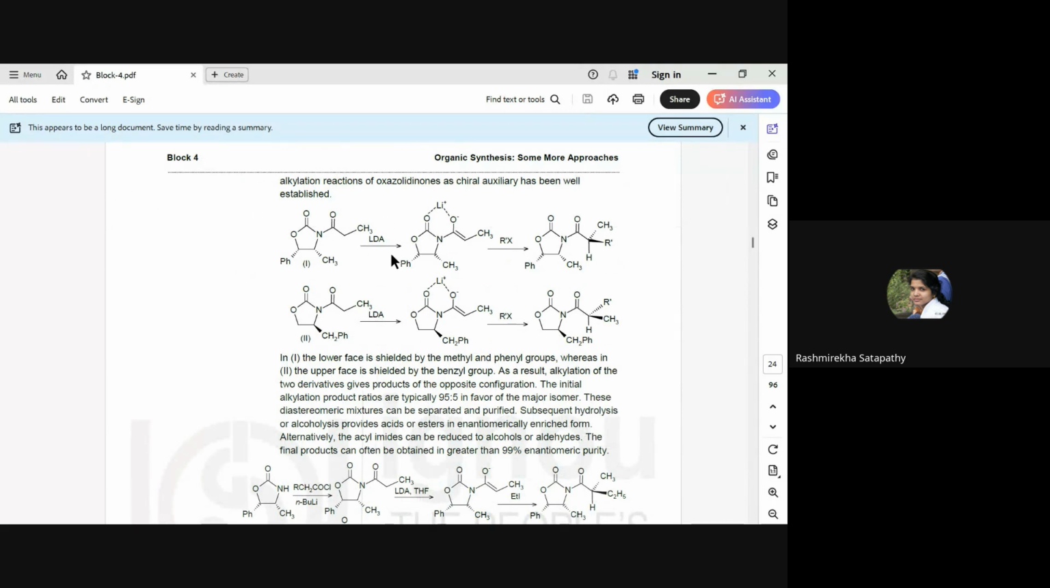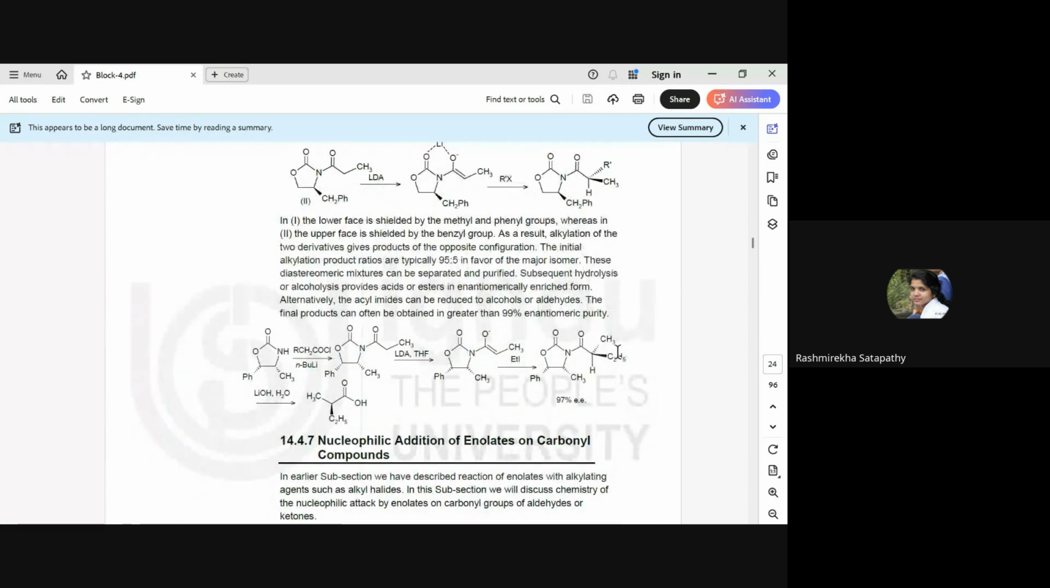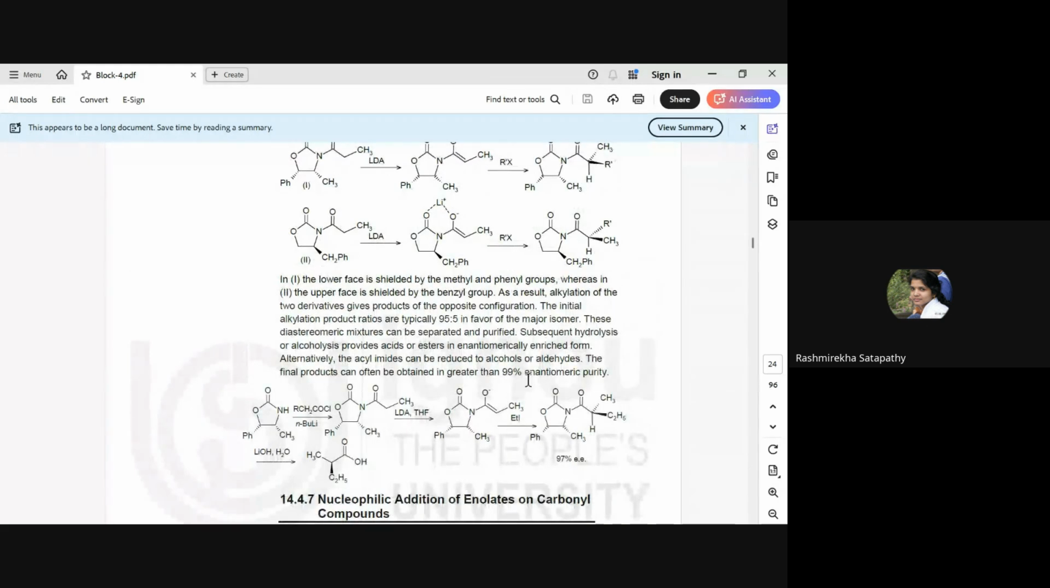You can see in the LDA, the lithium atom is attached to the two oxygen atoms, and in the presence of the alkyl halide, the R group is attached here. Here it is also the same. The lower face is shielded by the methyl and phenyl groups, whereas the upper face is shielded by the benzyl group. As a result, the alkylation of the two derivatives gives products of opposite configurations.